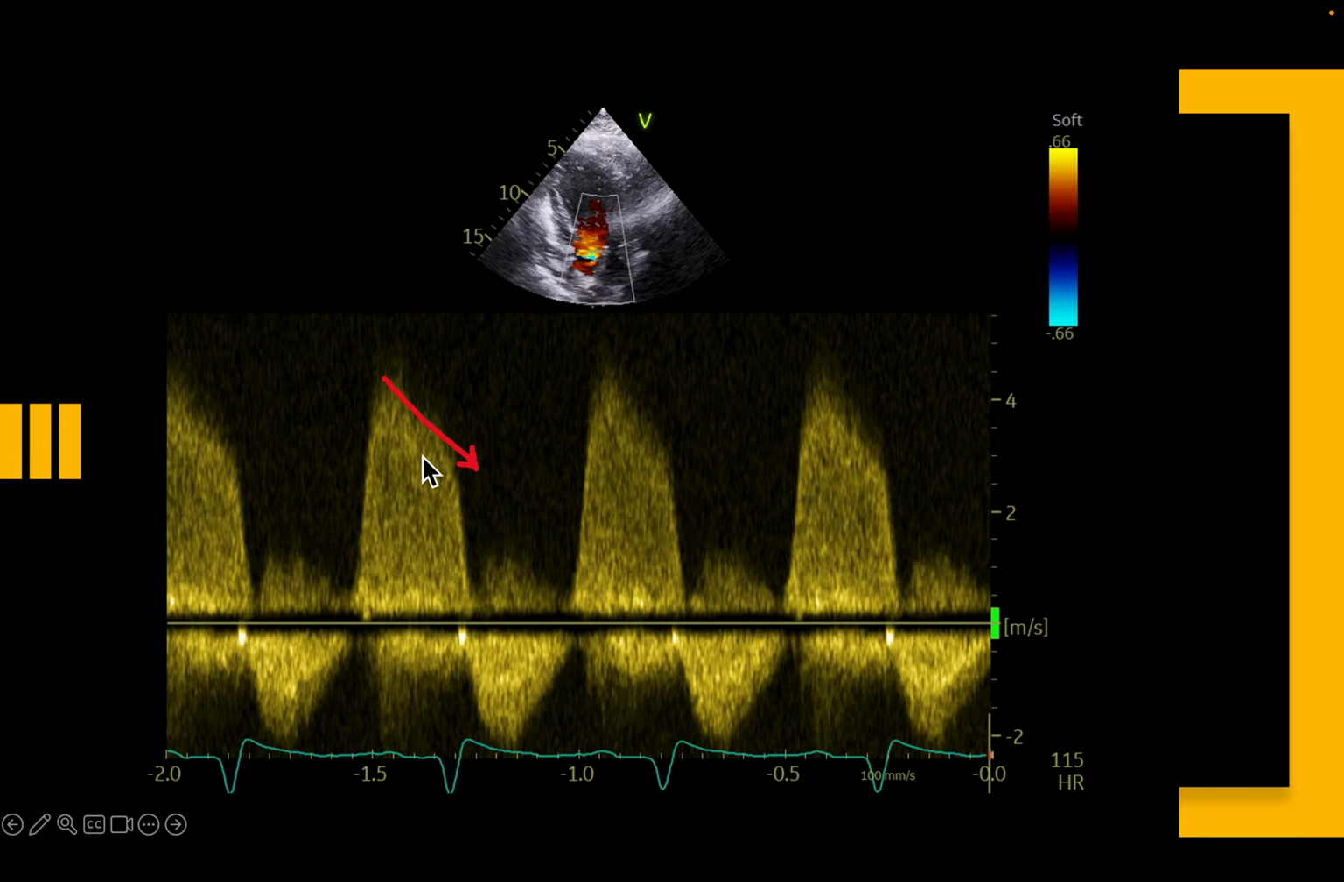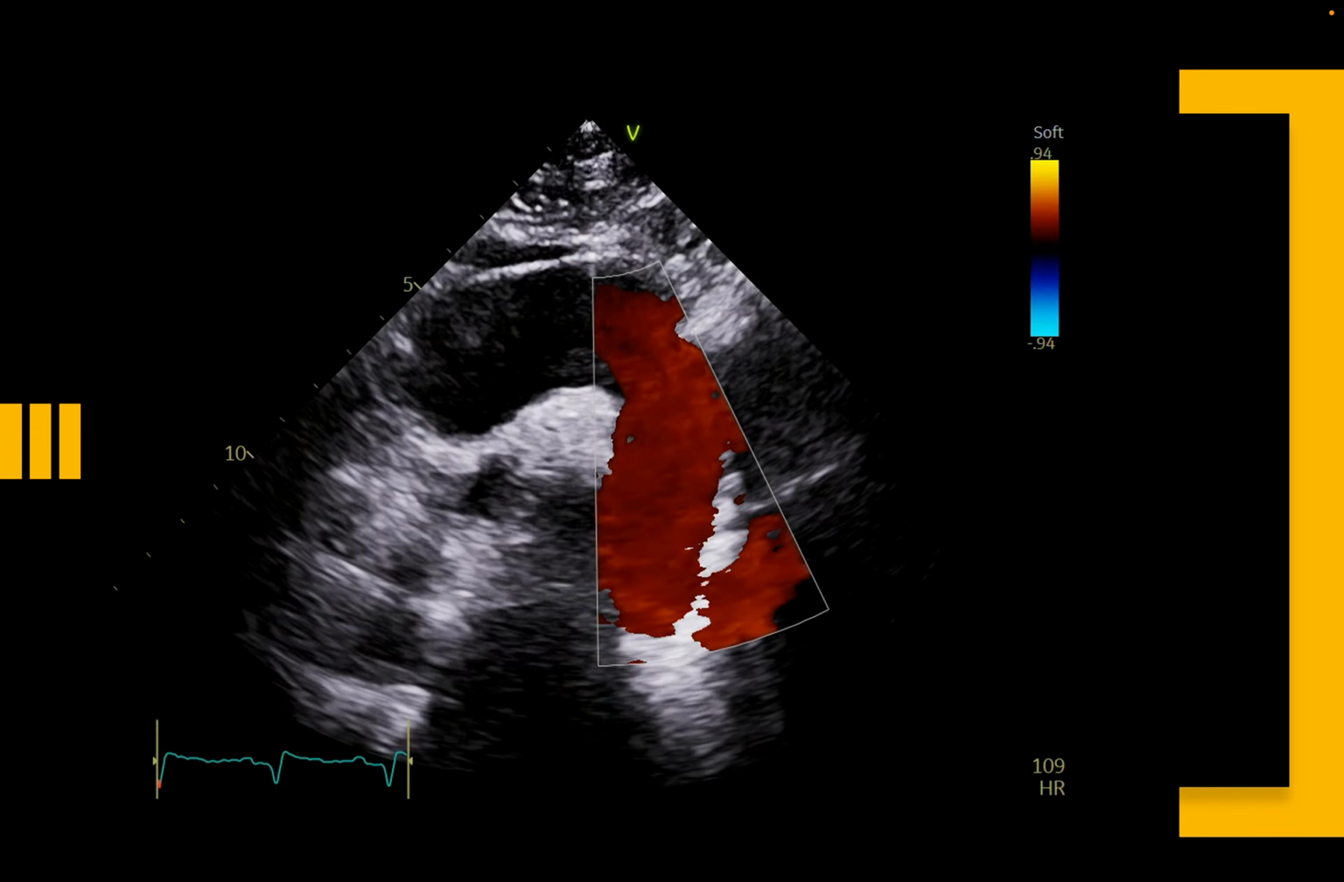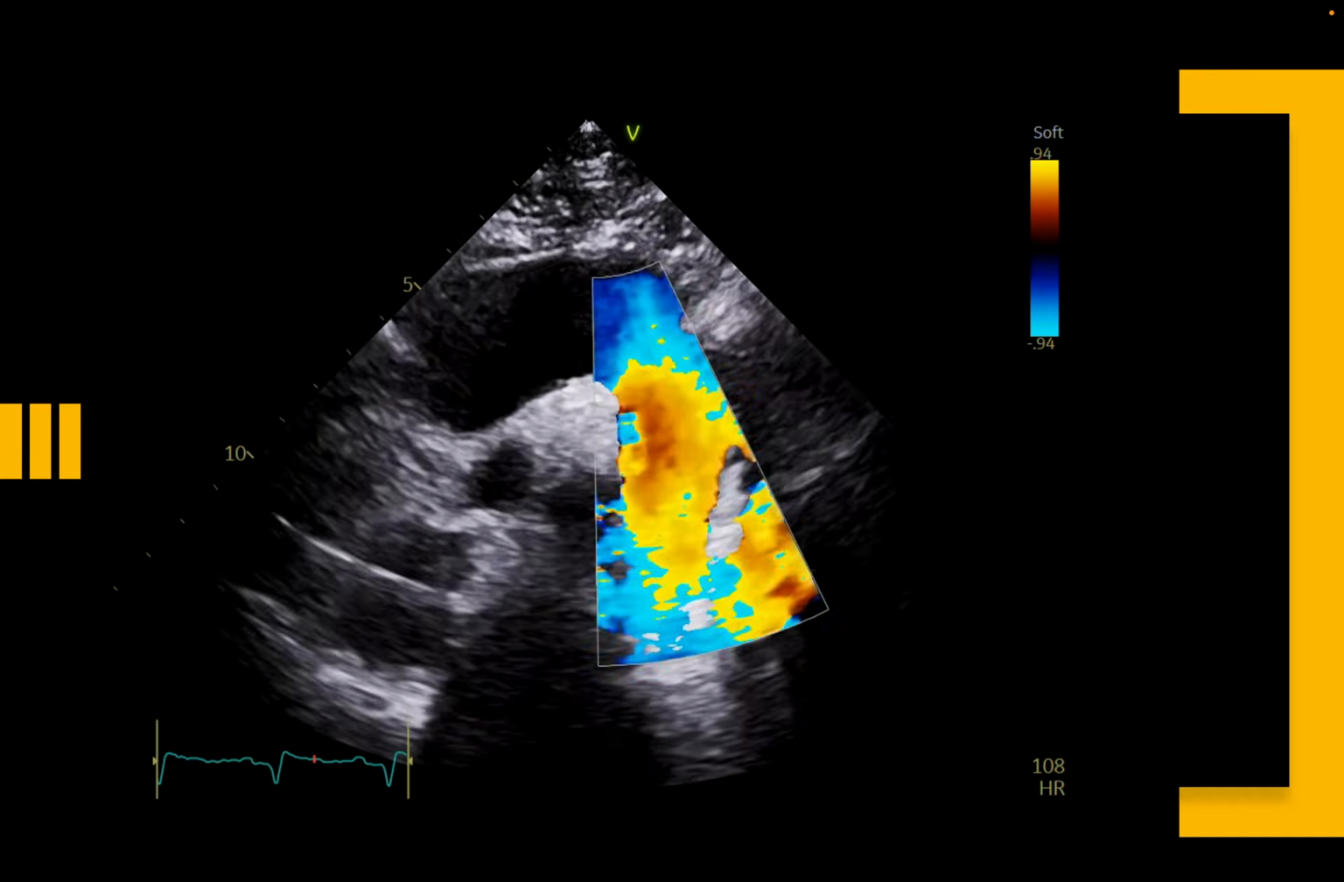even with the LV ejection fraction reduced and LV EDP being raised, you had a rapid deceleration, which suggested severe AR. Notice the amplitude of the AR versus the density of the forward flow. They are the same. This again indicates severe aortic regurgitation, and that was the clincher.